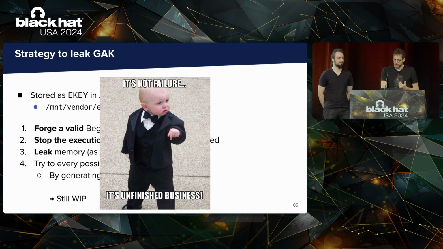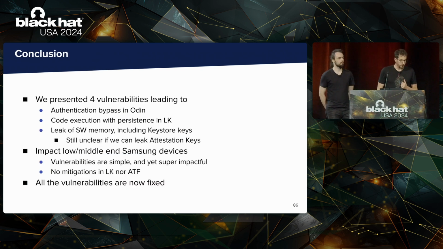All right, so that was the last thing we wanted to share with you regarding this presentation. So now a few takeaways. We presented a chain of 4 vulnerabilities that led to authentication bypass in Odin. Thanks to that, we can, from the USB cable, trigger another vulnerability, a code execution in Little Kernel with persistency. And we have shown that using the other vulnerabilities, we can leak the memory from the secure world, which includes the Keystore keys. And yes, it's still unclear if we can leak the attestation keys at the moment.